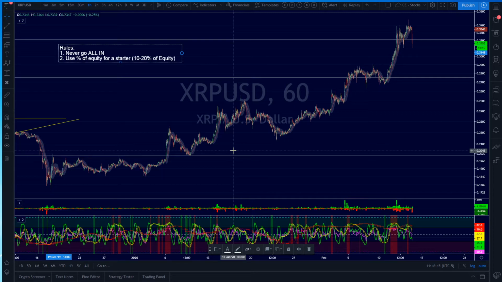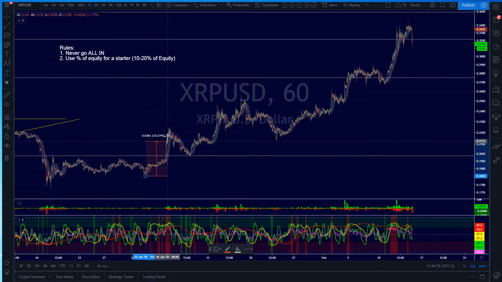So let's just say I buy Ripple. Let's say I buy right here. Let's say I'm lucky, I get Ripple right at the bottom. All right, and so Ripple then goes up 21%. All right, so if I have a $500 account and I put 10% in, I put $50 in that trade. So $50 and add 20% onto that, I now have $60.